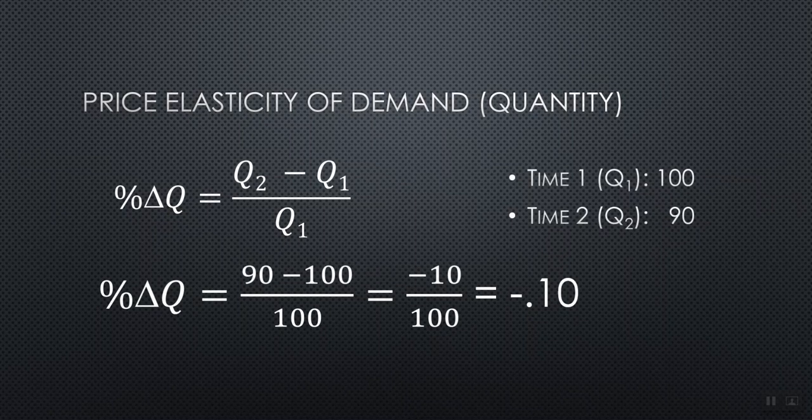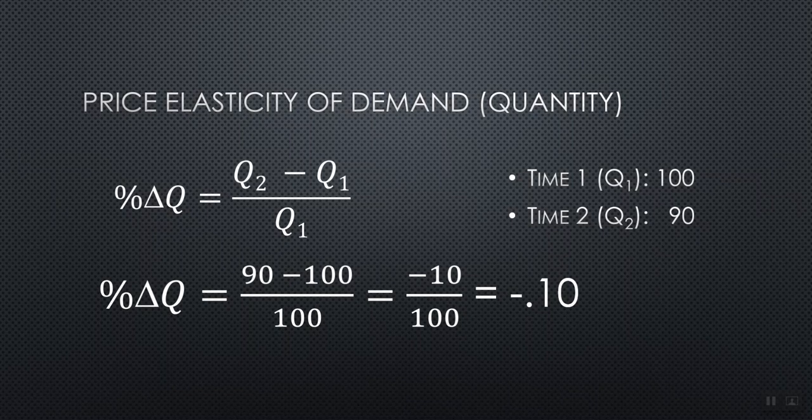In this case, at time 2, instead of it being 110, it's 90. So it would be 90 at quantity 2 minus quantity 1, 100, divided by 100, which gives us negative 10 over 100. That gives us negative 0.10. All right, it's still 0.10. It's a change of 0.10, but in a different direction. It's simply because our demand has gone down instead of up.